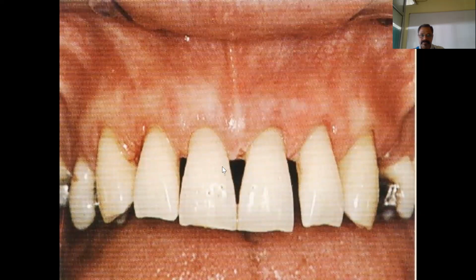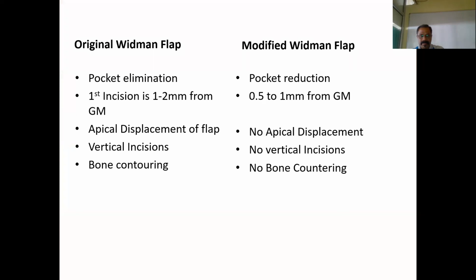There is a formation of these dark triangles, or what we call black spots. So we'll end with this slide: the differences between the original Widman and modified Widman flap. The original Widman flap was aimed at pocket elimination, whereas in the modified Widman flap, the objective is pocket reduction. The first incision starts 1 to 2 millimeters from the gingival margin in the original Widman flap, whereas it is just 0.5 to 1 millimeter from the gingival margin in the modified Widman flap.